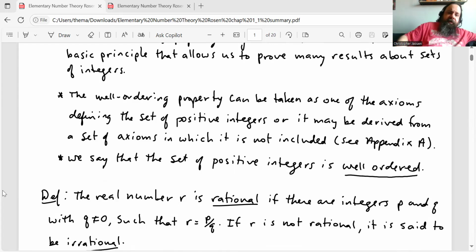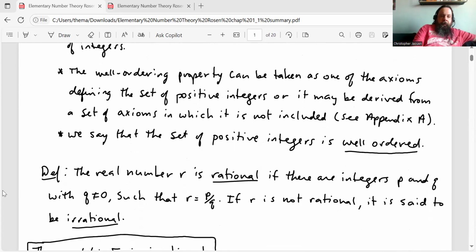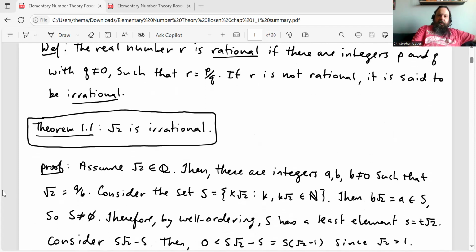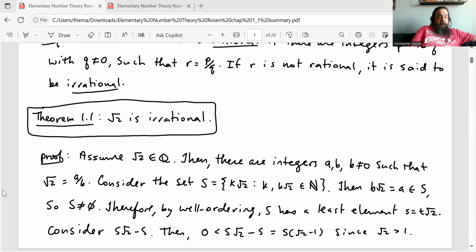All right, here's a definition. The real number r is rational if there are integers p and q with q not zero, such that r is p over q. And if r is not rational, it is said to be irrational. All right. And then we have our first theorem, which is that the square root of 2 is irrational.